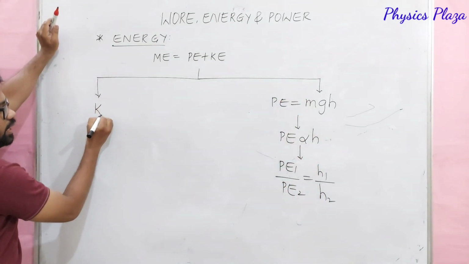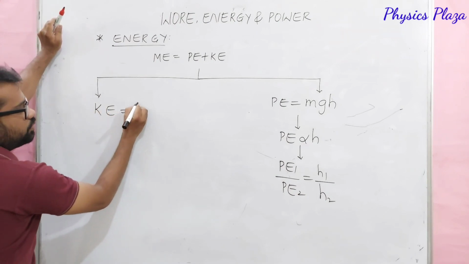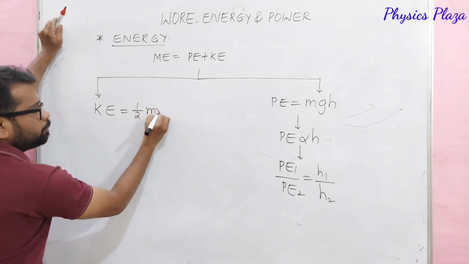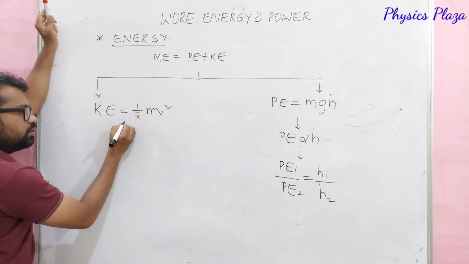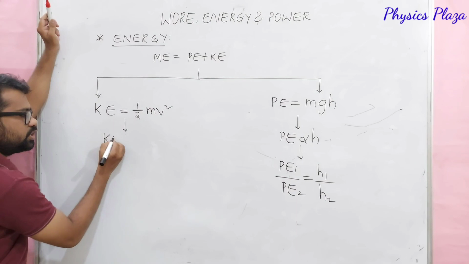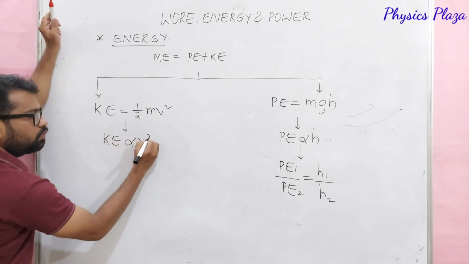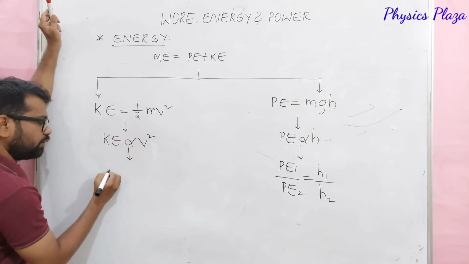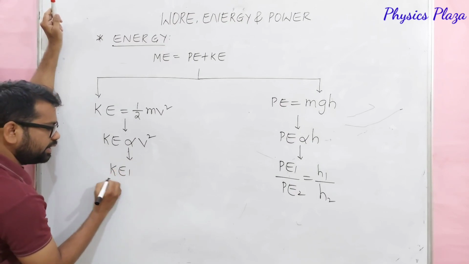Now come to this side. Here is kinetic energy. Children, kinetic energy is equal to half mv square. From this, when mass remains constant, kinetic energy is proportional to v square. So we can write this for two bodies which are moving with different velocities.